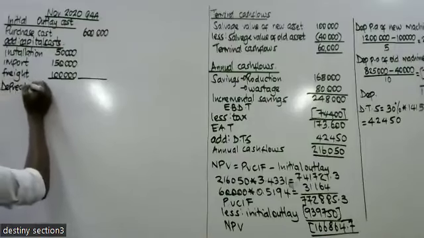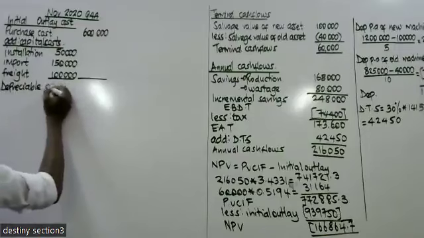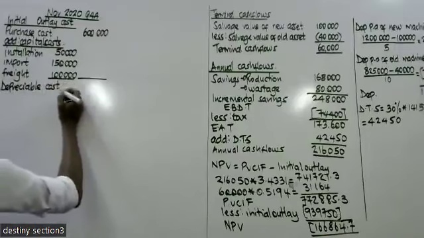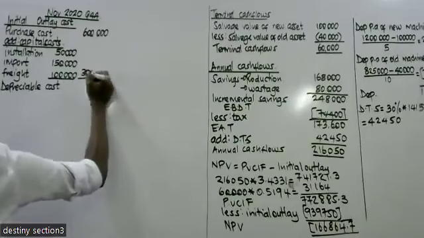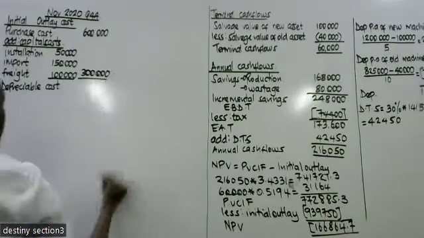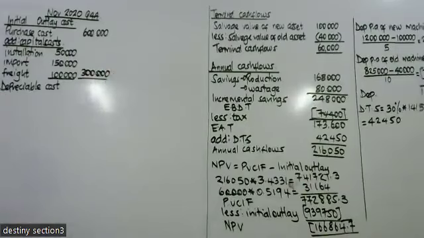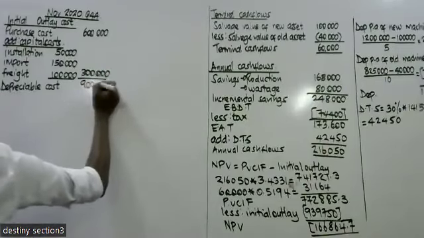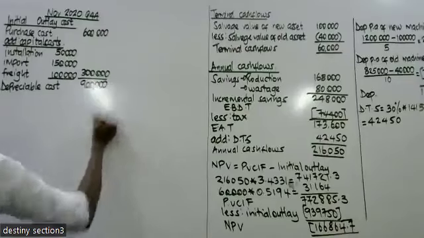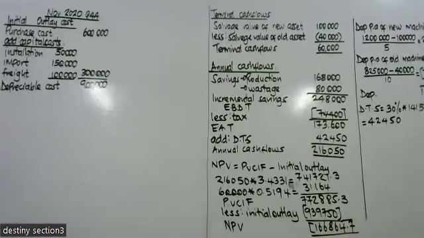What's the depreciable cost? So depreciable cost is that... 300,000. Capital cost is 300,000. So that your depreciable cost is 900,000. Remember, the initial cost plus the installation cost will give you your depreciable cost. So now, what else do we tend to record?